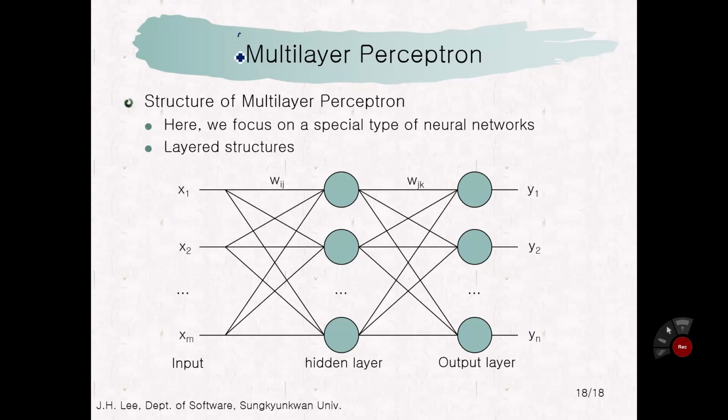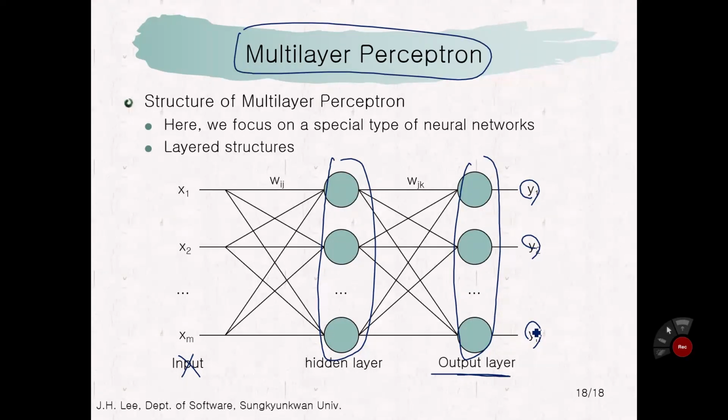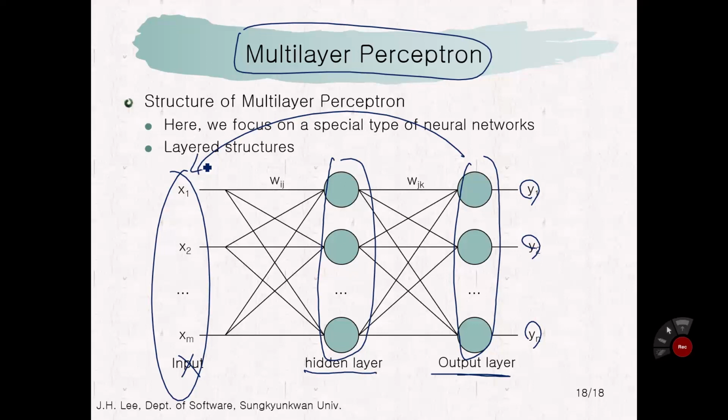This is a multi-layer perceptron. It is a layered structure. This is a very popular structure of a neural network. Here is one layer. This is another layer. Input is another layer. Input is just input. So we call this the output layer. Why? These are the output of a neural network. The layer which produces output, we call the output layer. And we call this a hidden layer. Why? It is hidden between the input and output, right?